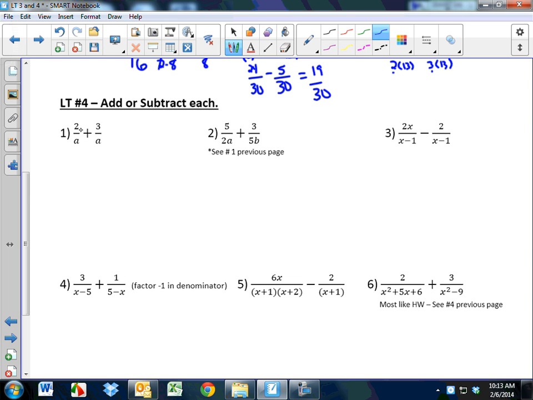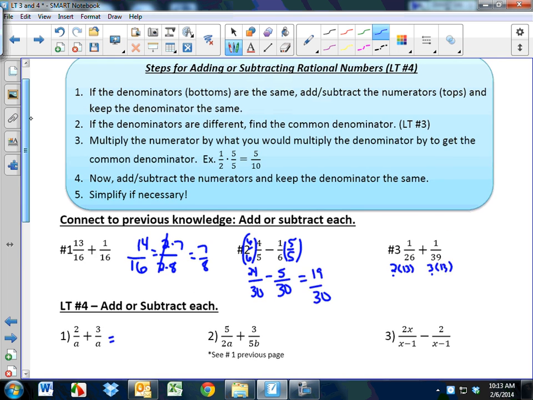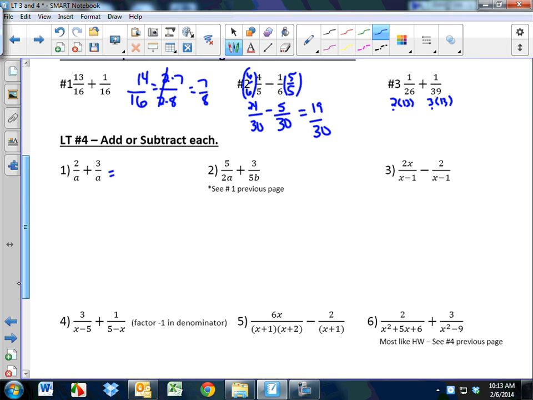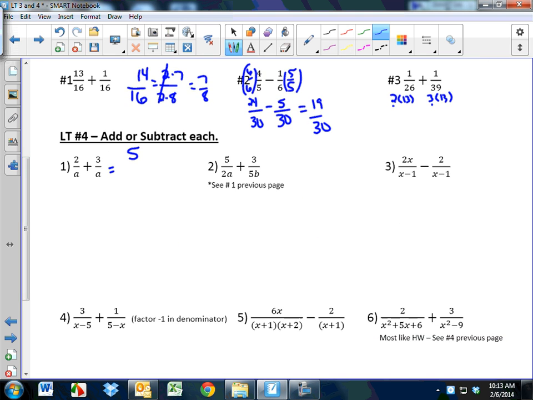So in number 1, to add fractions, you look at the denominator. Are they the same? Yes. So step 2 would say, add those. I don't want to say step 2 without looking. Step 4, sorry. Because if the denominators are the same, then you go down to step 4. Now add or subtract the tops. So that would be 5 over, leave the denominator the same, so 5 over a, and it doesn't reduce.